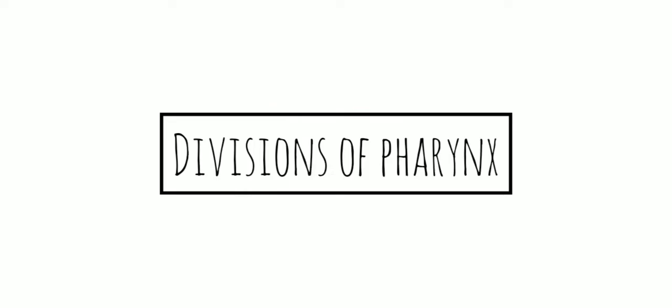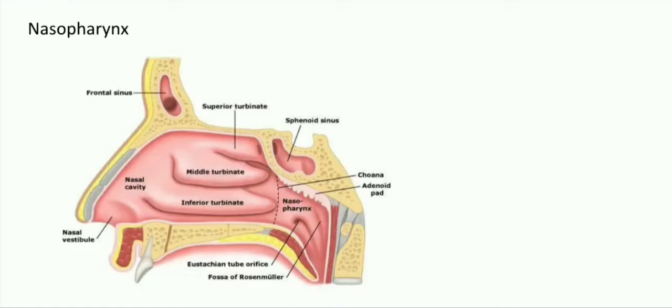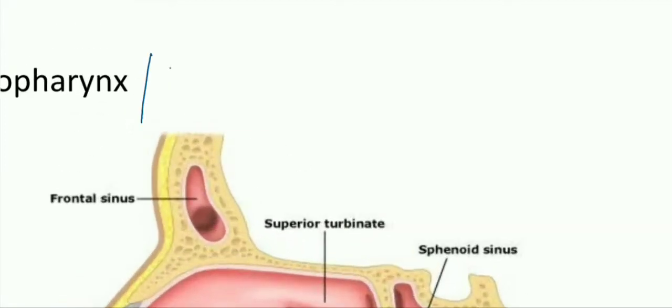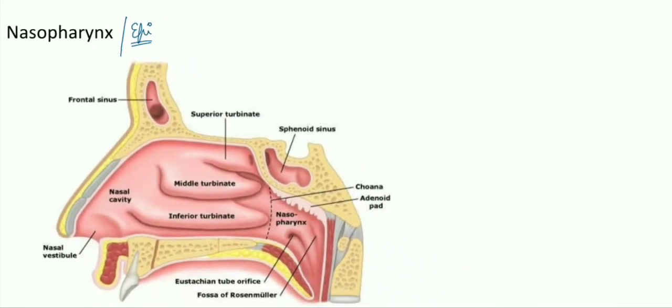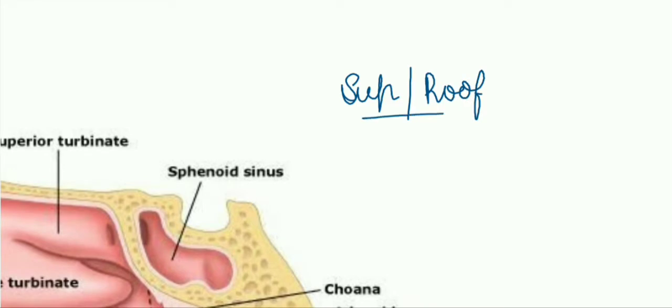So let's begin with the divisions of pharynx. The first one is the nasopharynx, which is the uppermost part of pharynx. As we have already seen, it is also called the epipharynx. Now let's see the boundaries and extensions of nasopharynx.